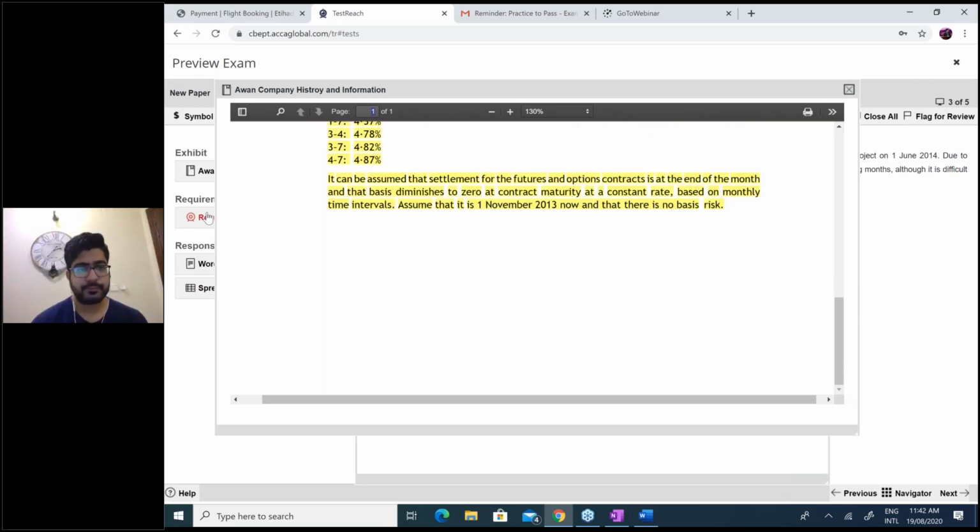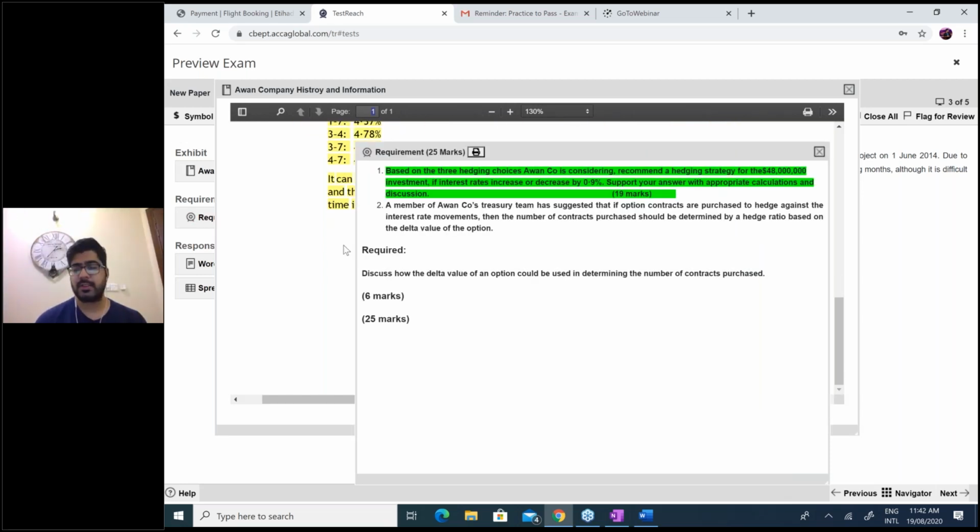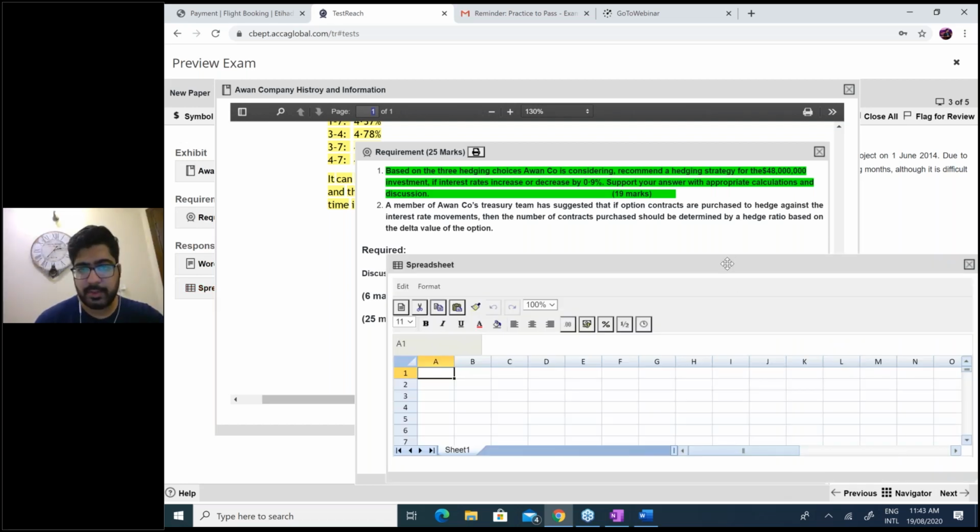Requirement is based on the 3 hedging choices Avan is considering. What are the 3 choices considering? Futures, options, and FRAs. Recommend a strategy for 48 million investment. If interest rates increase or decrease by 0.9, you need to solve 2 cases. Even if interest rates increase or decrease, you need to do both cases of 0.9. Okay, now let's start the solution. We will discuss one technique, FRAs, then we will take a break, and then we will do the other 2 techniques.